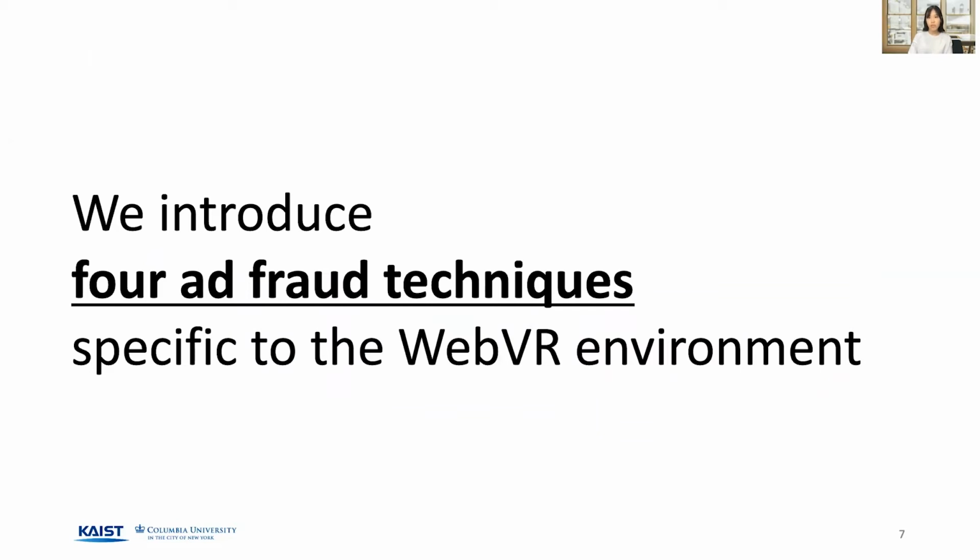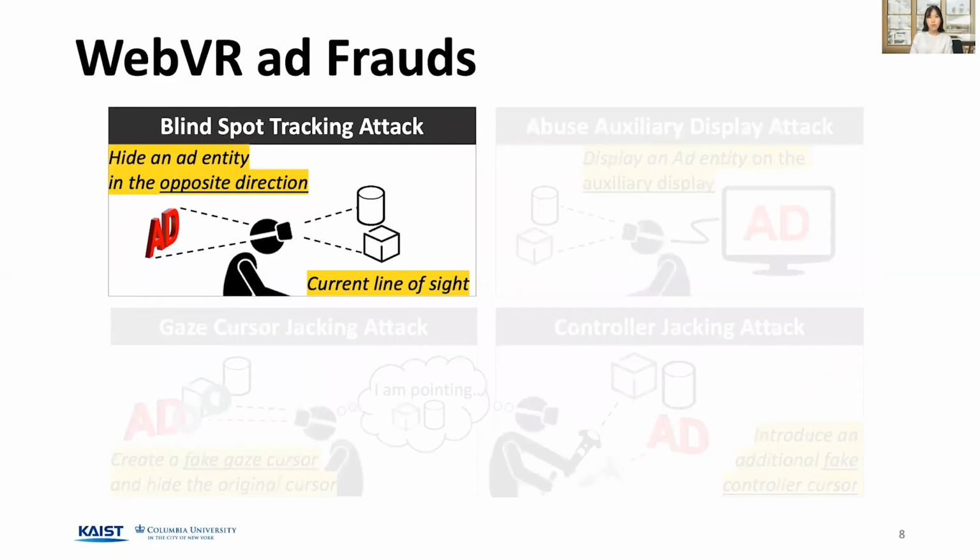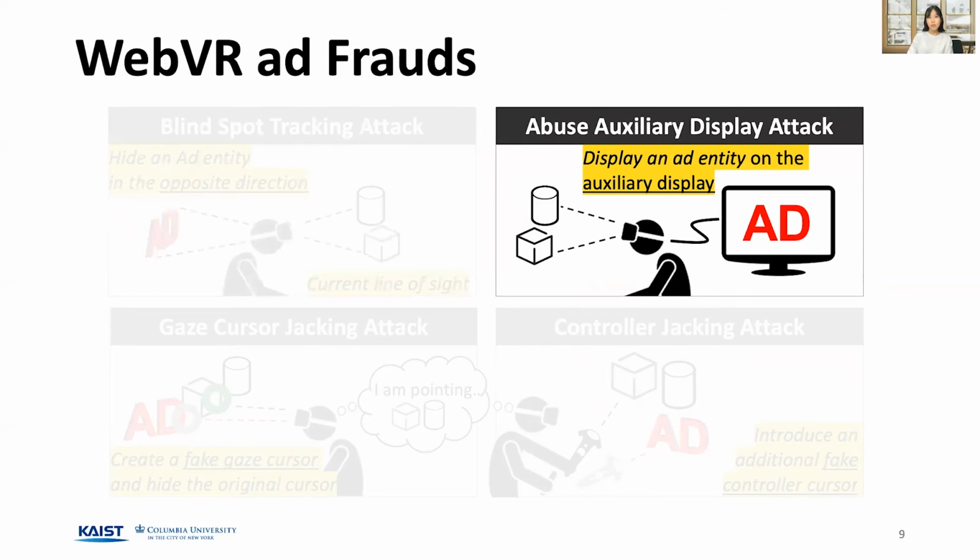First, a blind spot tracking attack exploits the nature of 360-degree vision of VR and places ad entities outside the user's current view. Thus, the adversary is able to increase the number of rendered ad impressions. Similarly, an auxiliary display attack can abuse the user's limited awareness of the browser window that is rendered on the screen. This attack places ad impressions on the user's main monitor while he is putting on the headset to maximize ad view counts.